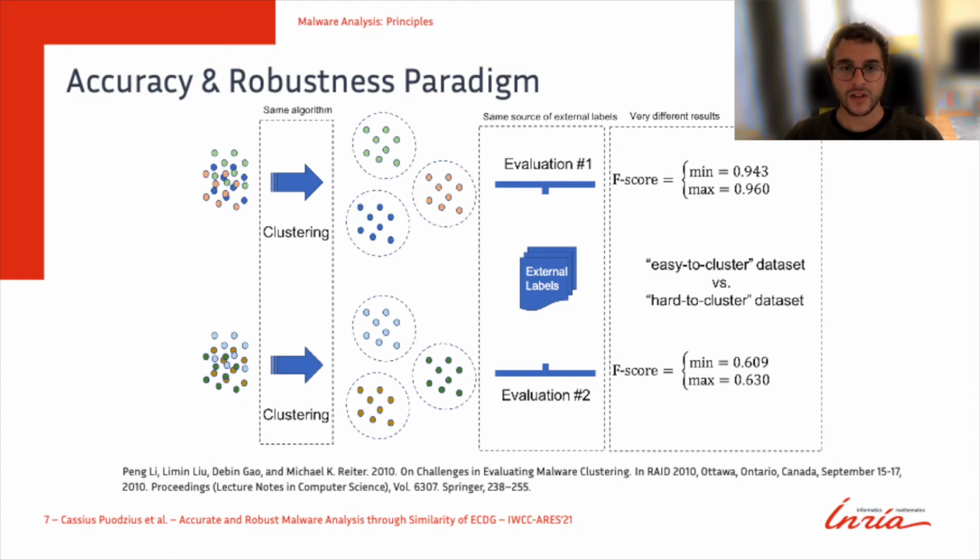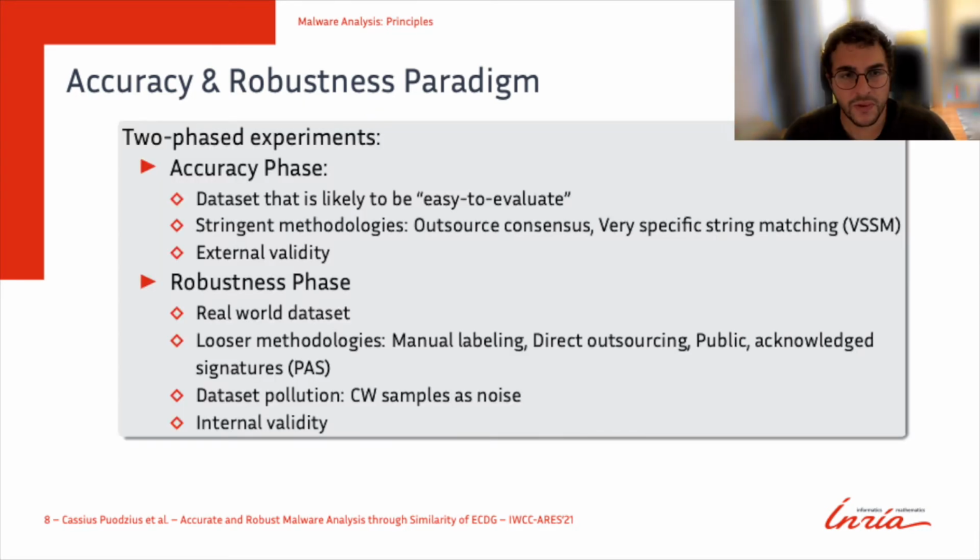The authors conjectured that the differences in the F score are related to the difficulty of the datasets, which is intrinsically connected to the way that each dataset was built. They leave as an open problem the elaboration of a methodology that takes into account this issue. We propose the accuracy and robustness paradigm as a two-phased experiment where one phase assesses the accuracy of a scheme and the other its robustness.